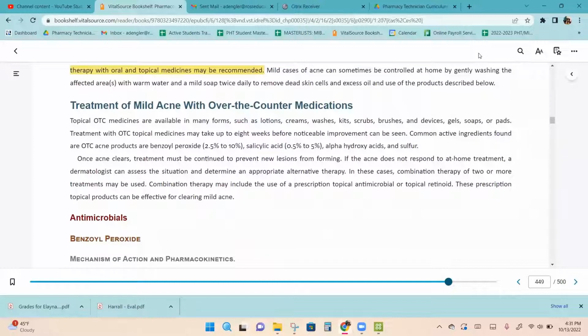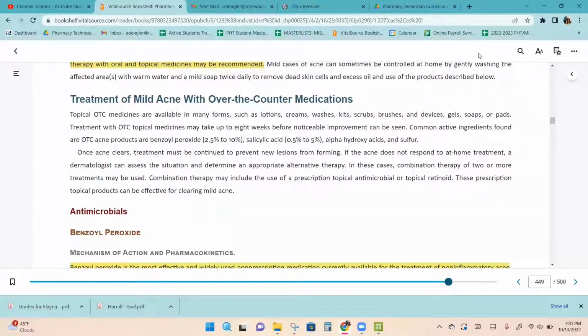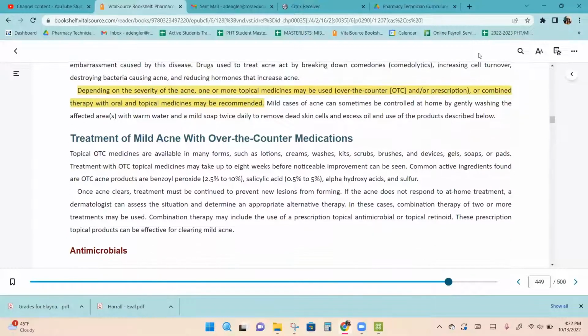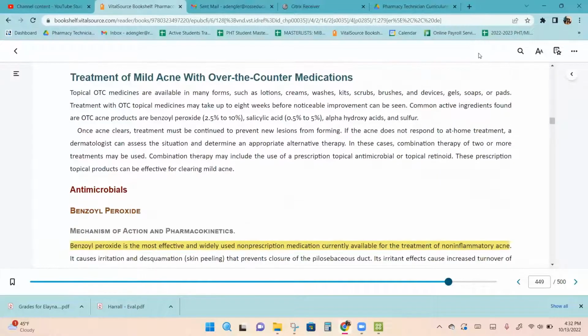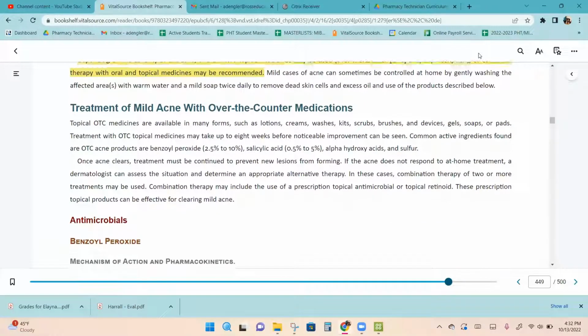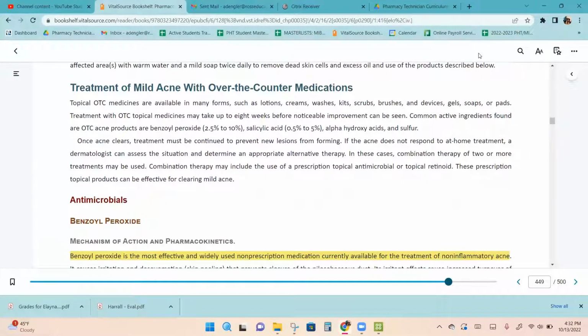Mild cases of acne can just be controlled at home by gently washing the area with warm water and mild soap, and of course, preventing it by washing your face daily, especially if you wear makeup, is very important.